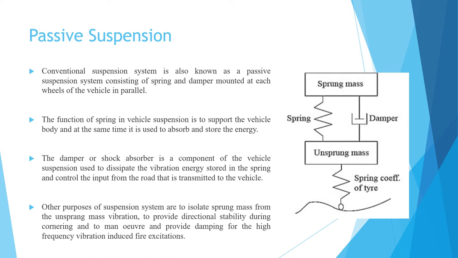As we can say, if this is the surface of the road, and this is a wheel which is connected with this spring coefficient of tire, the unsprung mass, and this unsprung to sprung mass is connected to the spring and the damper. The spring helps the passenger in a stable condition, and the damper is used to dissipate the vibration energy in the spring and control the damping of the vehicle.